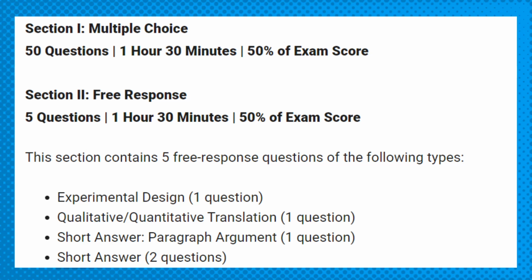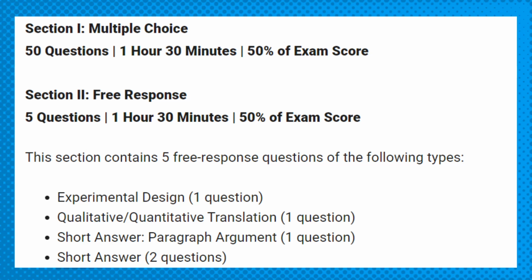So you're going to have 1 question on experimental design. You're going to have 1 question that is a qualitative-quantitative translation, which is just a fancy way of saying a derivation. You're going to have 1 question that is a short answer paragraph argument, like the one you just did. That was a paragraph response. And then you're going to have 2 other short answer questions that aren't necessarily paragraphs. And you've seen some of those throughout the year as well. So that is what the free response section looks like.